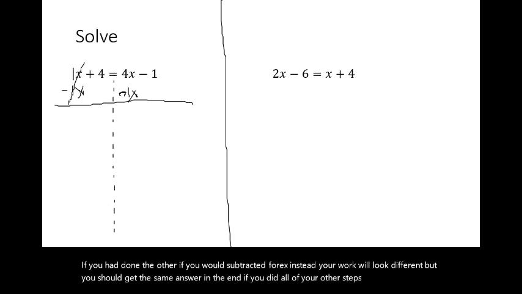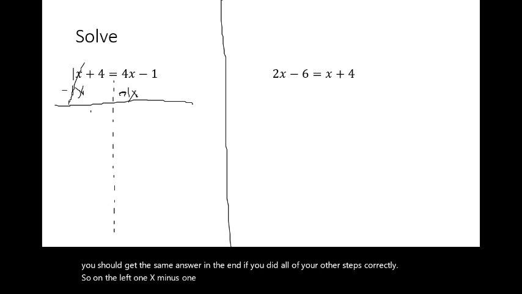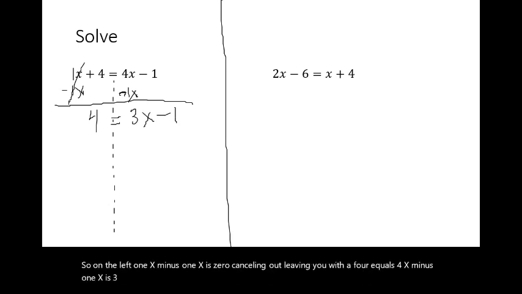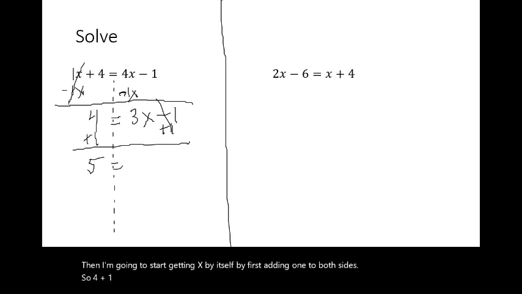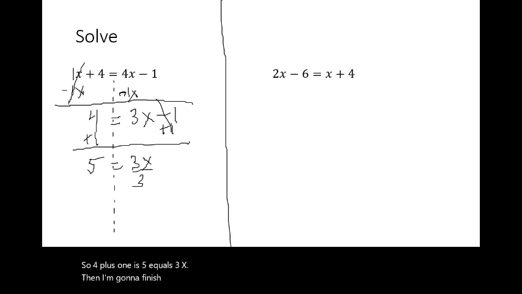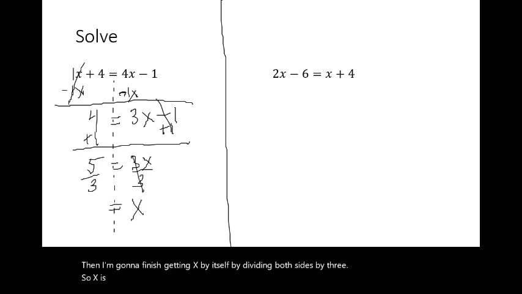So on the left, 1x minus 1x is 0, canceling out, leaving you with a 4, equals 4x minus 1x is 3x minus 1. Then I'm going to start getting x by itself by first adding 1 to both sides. So 4 plus 1 is 5, equals 3x. Then I'm going to finish getting x by itself by dividing both sides by 3. So x is now by itself and equals 5/3. So x equals 5/3 is then your final answer.